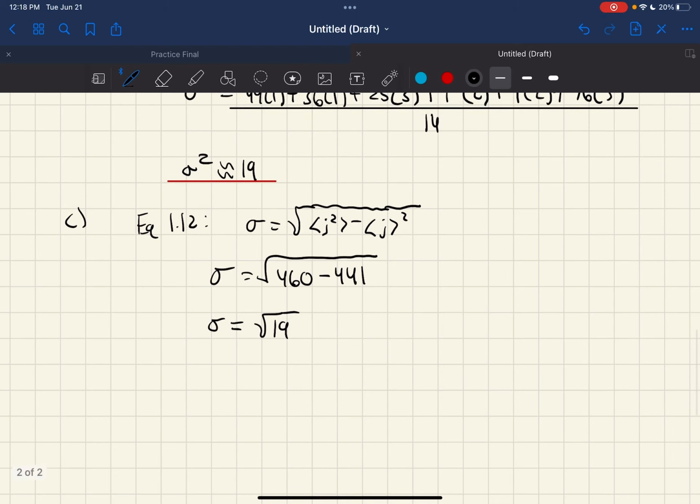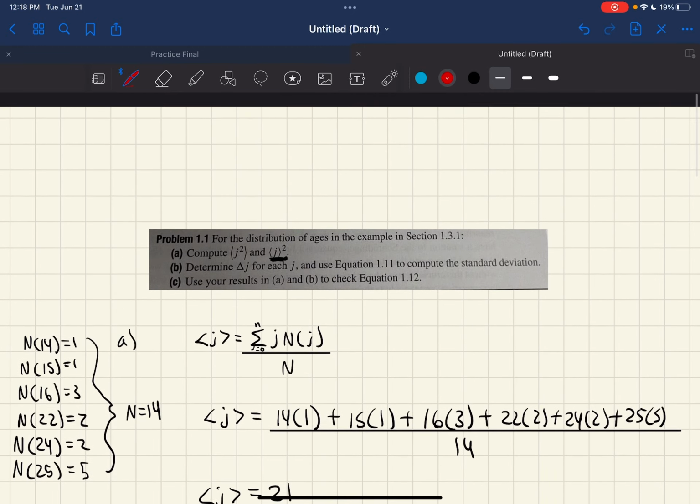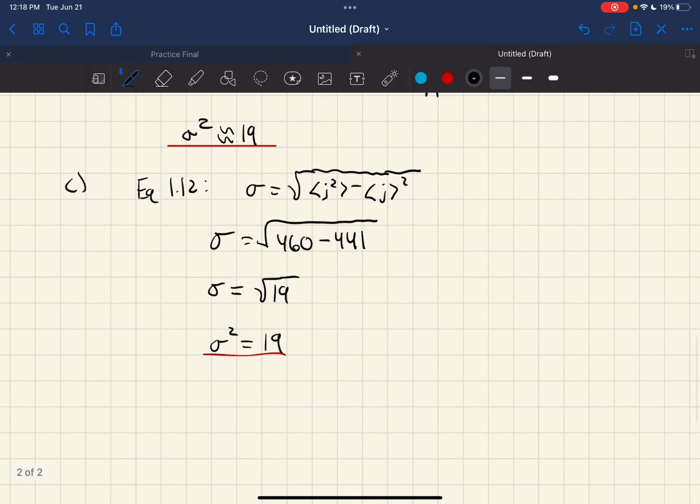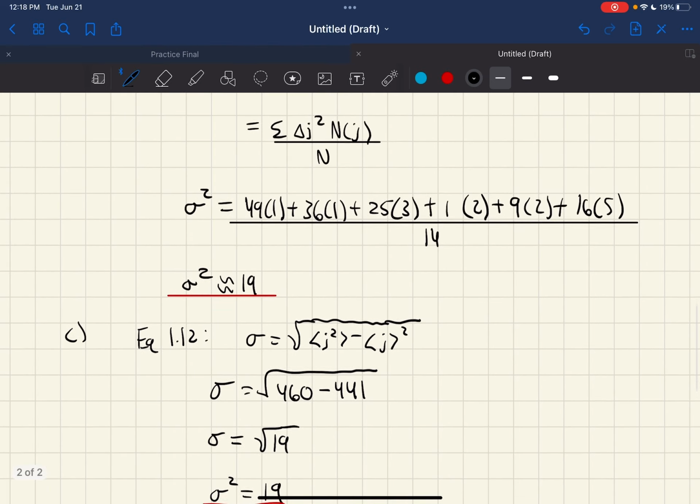Now comparing this to part B, if we square both sides, we get the standard deviation squared is equal to 19, which tells us that the results are the same, and we've now shown the standard deviation squared relation. And that's the end of the problem.